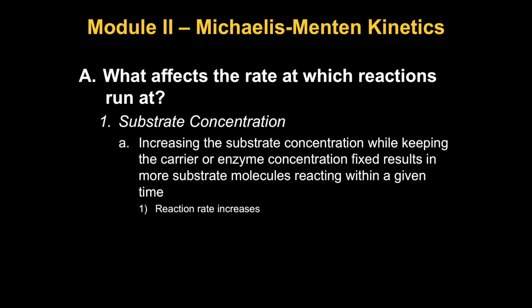The first thing we want to think about is substrate concentration. That is the substance that you're either trying to move or convert into something else. If you have more of that substance around, or substrate, then you're going to increase the rate of the reaction. You simply have more to work with. So the more substrate you have, the reaction rate can theoretically increase.